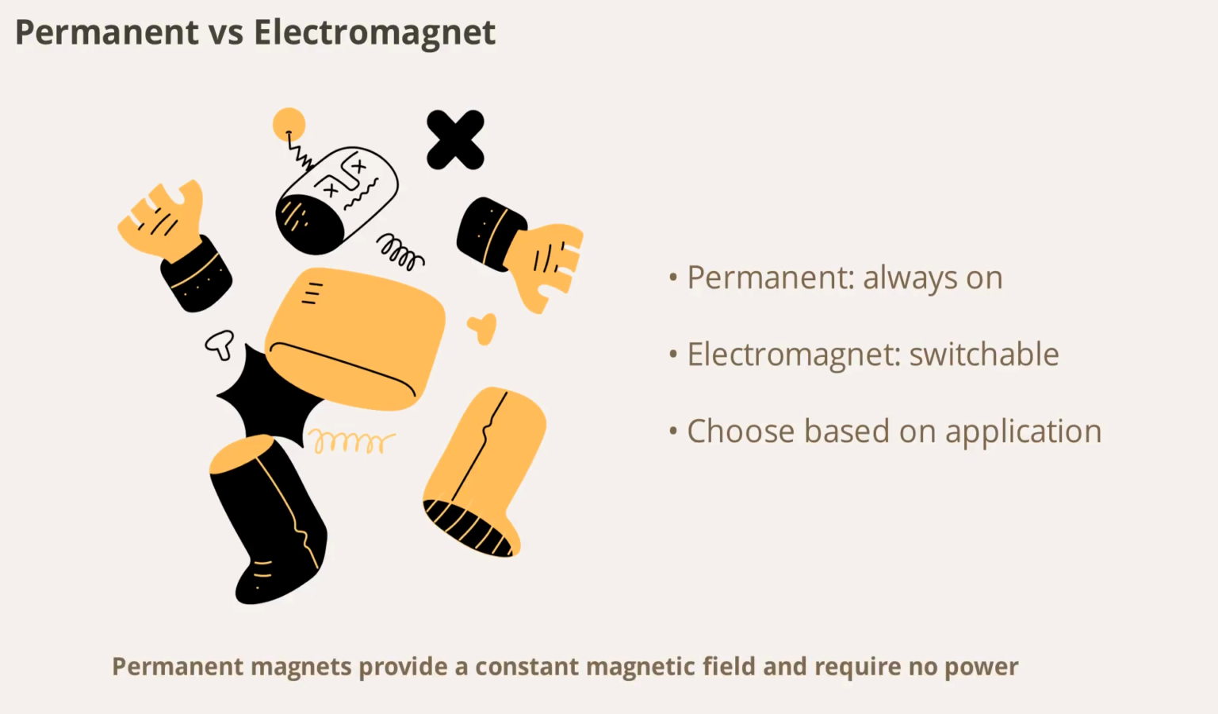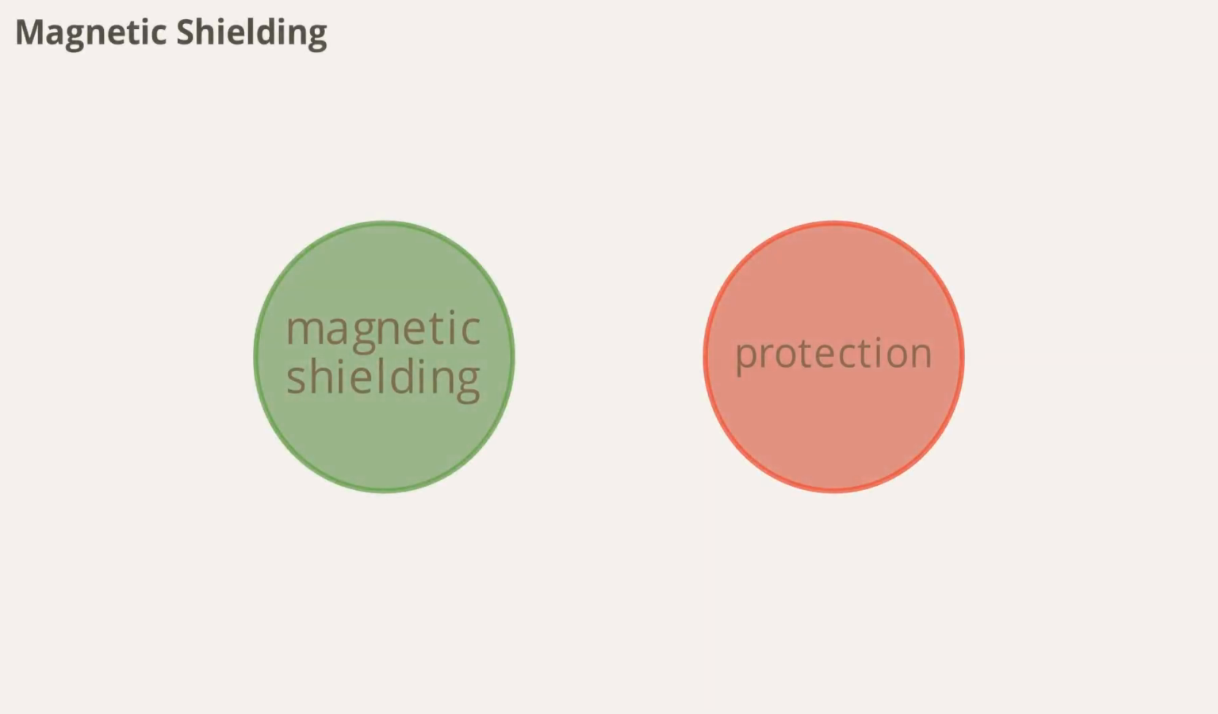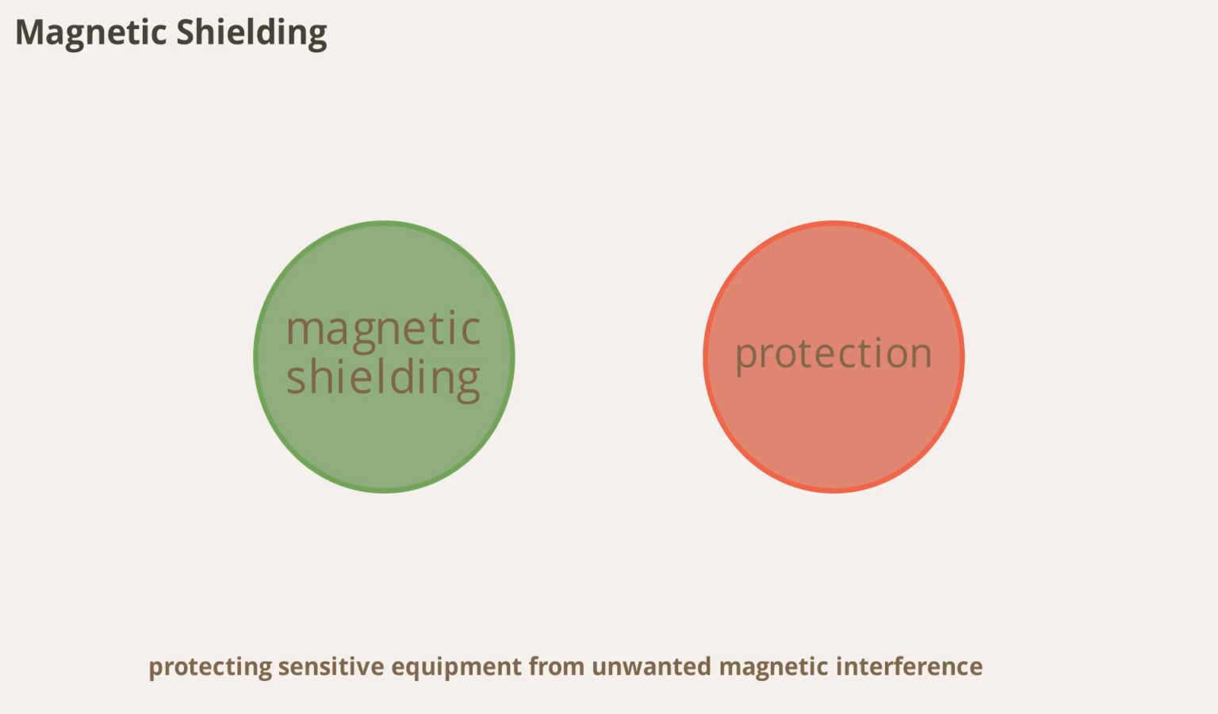Permanent magnets and electromagnets serve different purposes. Permanent magnets provide a constant magnetic field and require no power, making them ideal for static applications. Electromagnets, on the other hand, offer adjustable strength and can be switched on or off, making them suitable for dynamic applications. The choice between the two depends on the needs of the device, such as whether flexibility or consistency is more important.